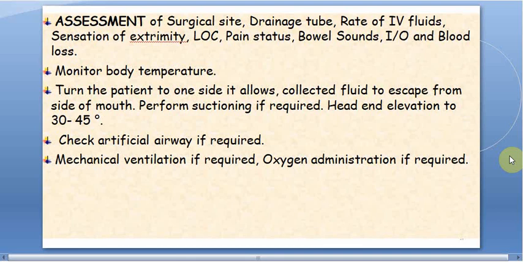Next, monitor the body temperature. Monitoring the body temperature here refers to whether the person is having fever, that is hyperthermia, or hypothermia.